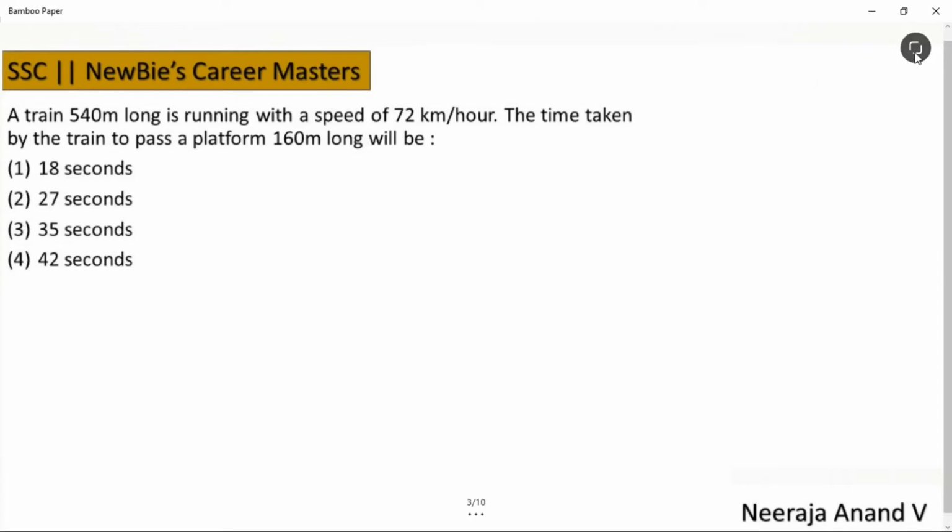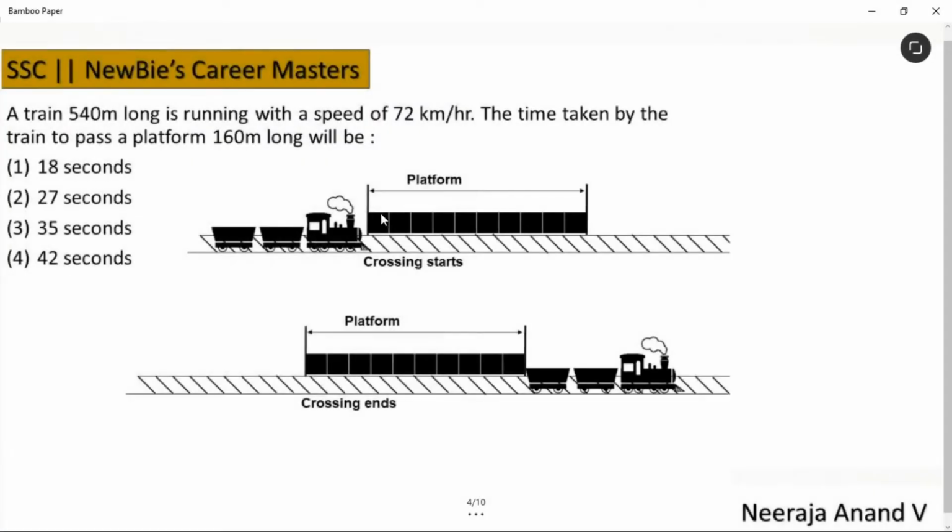Let's understand this properly. See newbies, platform length is given as 160 meters and the train length is given as 540 meters, correct? This is where the crossing starts. Am I clear? And when the train comes out of the platform completely, the crossing ends. What is the distance covered by the train now? See, from here to here. That means length of the train plus length of the platform.